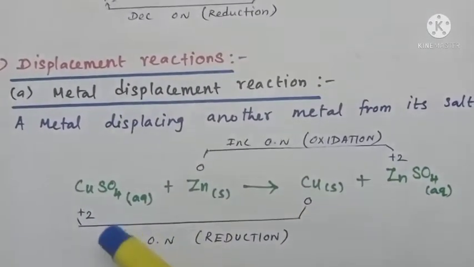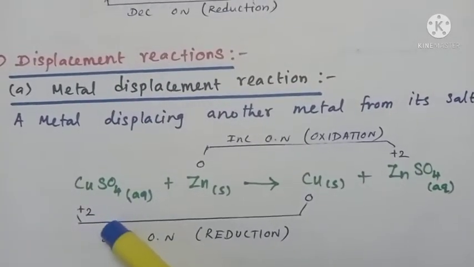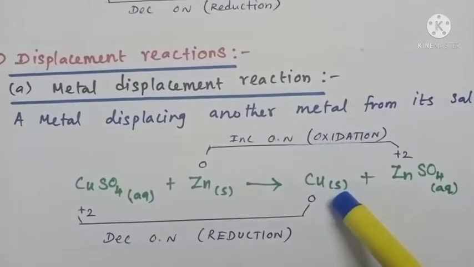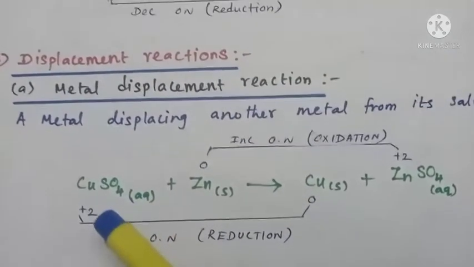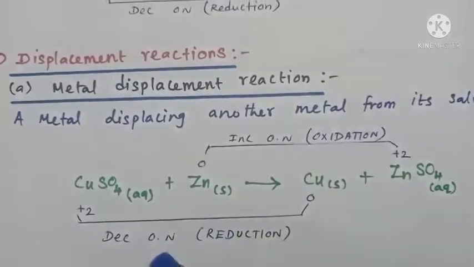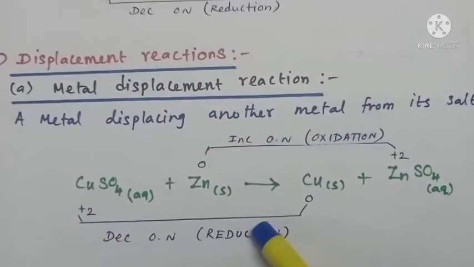Now here in copper sulfate, the oxidation state of copper is +2, whereas on the right side it is in elemental state, so 0 oxidation state. So the oxidation state of copper changes from +2 to 0, a decrease, isn't it? Which means that copper is getting reduced, isn't it?